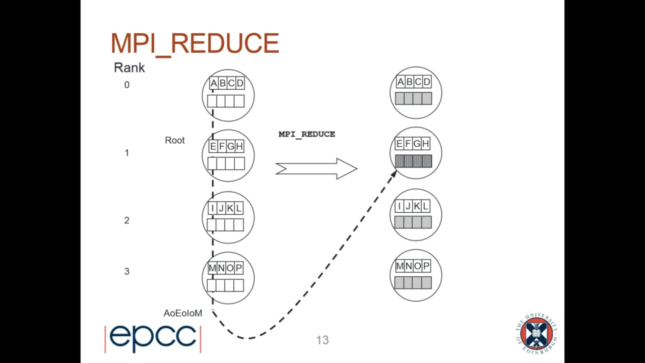However, it's much faster to do one MPI reduction operation with a count of four than four MPI reductions with a count of one. Can anyone think why that might be? And that's why MPI has this count.